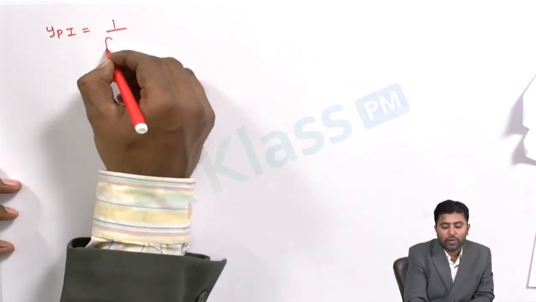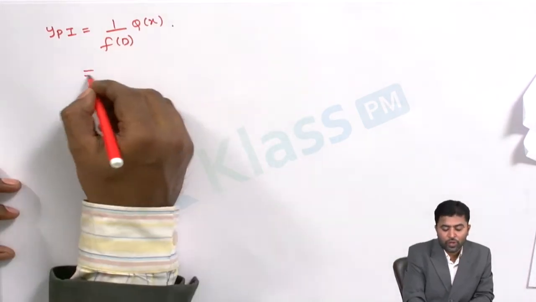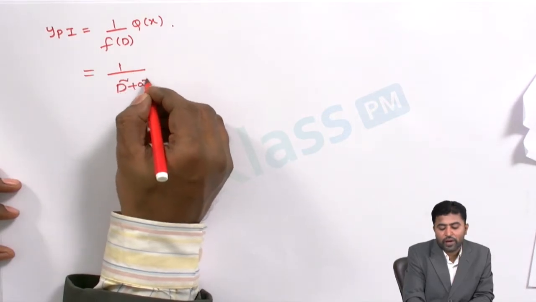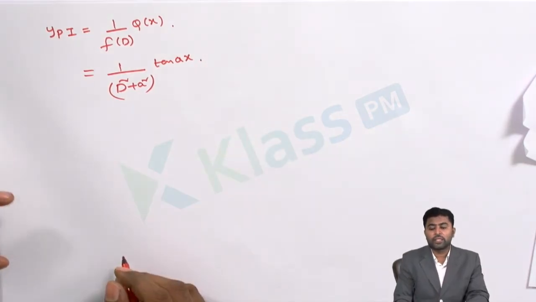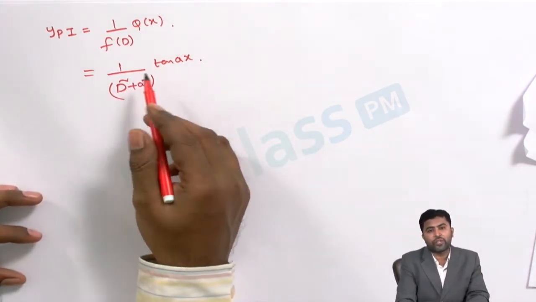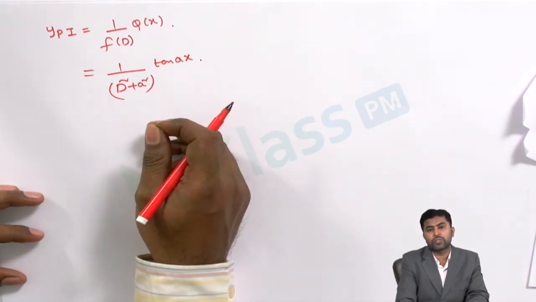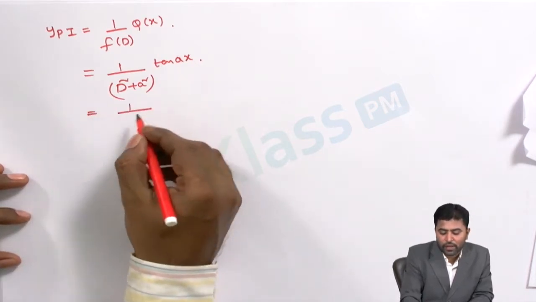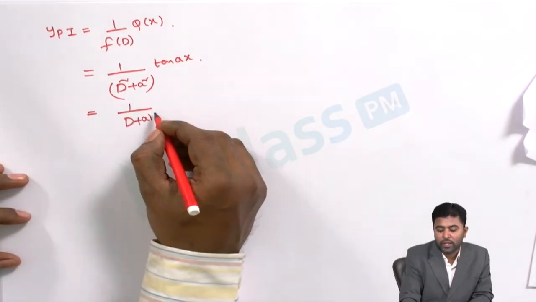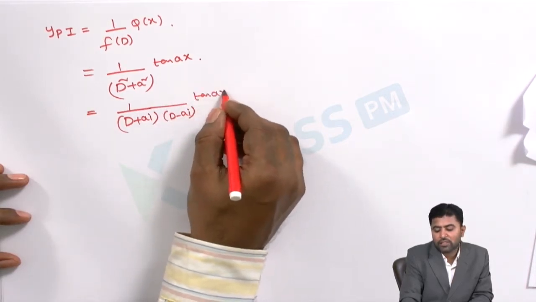PI is equal to 1 by f of D into Q of x, which is equal to 1 by D square plus a square into Q of x, and that is tan ax. I told you that whenever you are given f of D, split them into factors and separate it and try to use the general rule for calculating the particular integral. So I'll write this as 1 by D plus ai into D minus ai into tan ax.